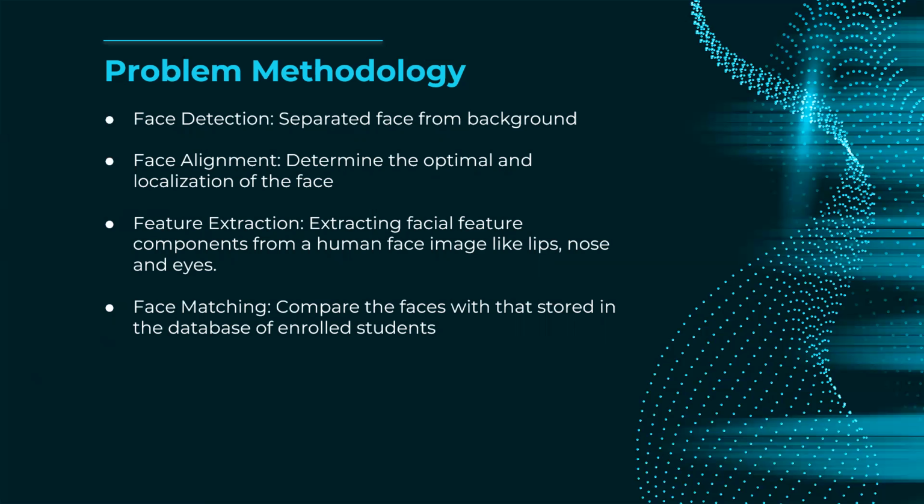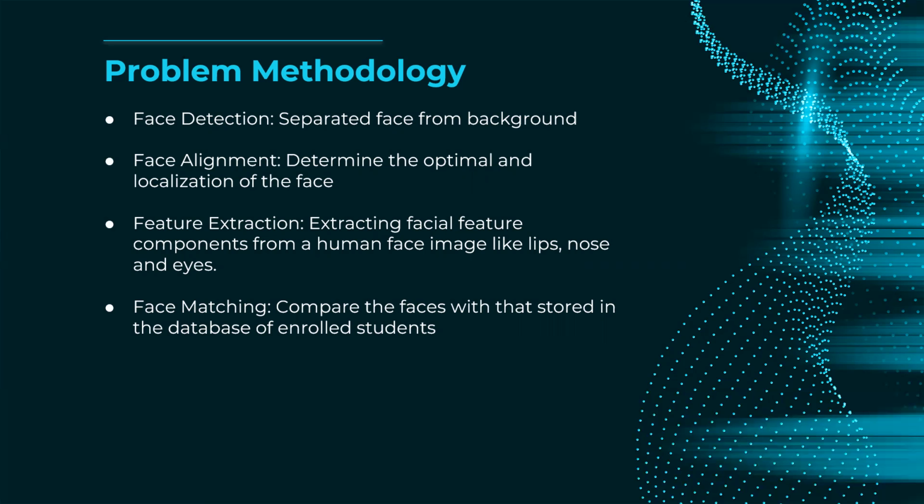And here we have a few methodologies. The first one is face detection. In this process, the facial region is separated from the background image. In face alignment, it focuses more on determining the optimal localization and normalization of the face, whereas the detection stage generally predicts the position of the face. It defines the facial components such as eyes, nose, mouth, etc.